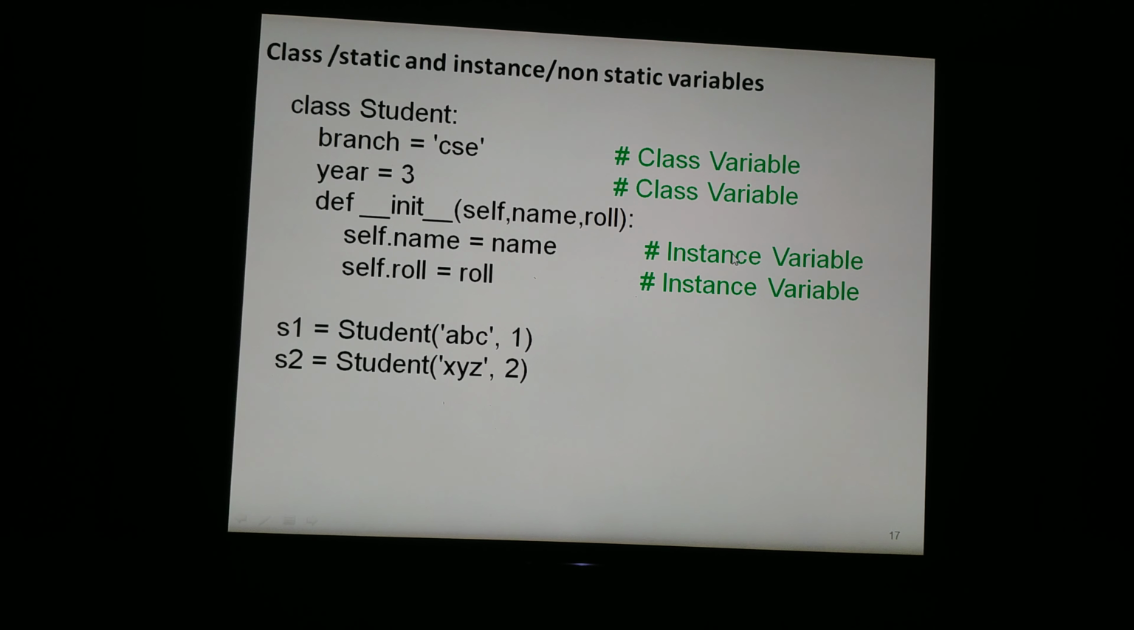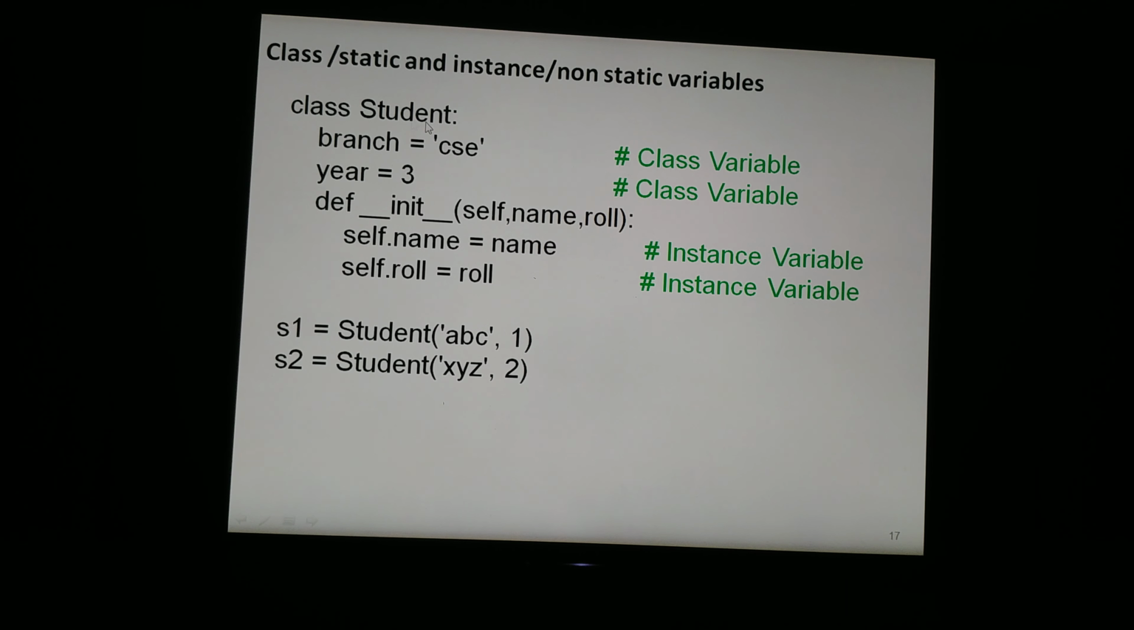Instance variables means these variables will have individual values. They will not have common values. Each variable will have individual values. So such variables are known as instance variables or non-static variables. So the values for these variables will be different.